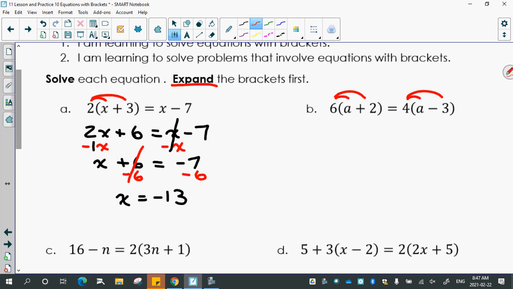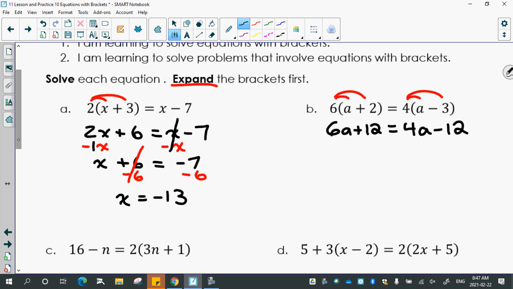Nice. Awesome. So I see lots of 6a plus 12s for this side, which is awesome. And lots of 4a minus 12s on this side. Okay? Any questions how to get any of those terms? Everybody okay with that? That's the distributive property.